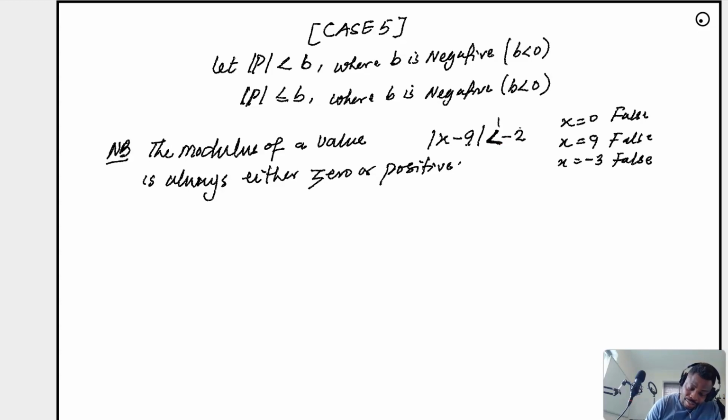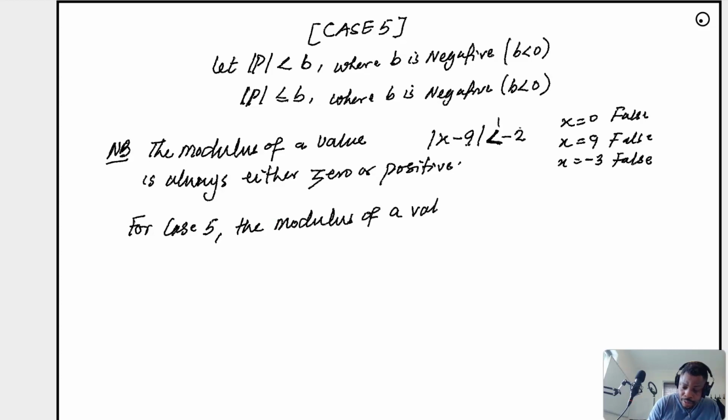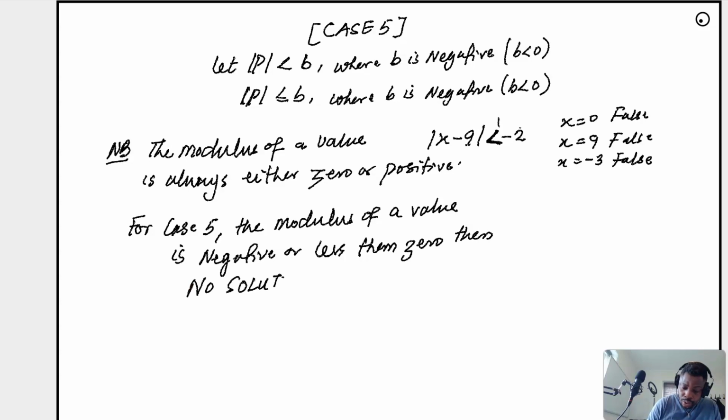So for case 5, when the modulus of a value is negative or less than 0, then no solution.